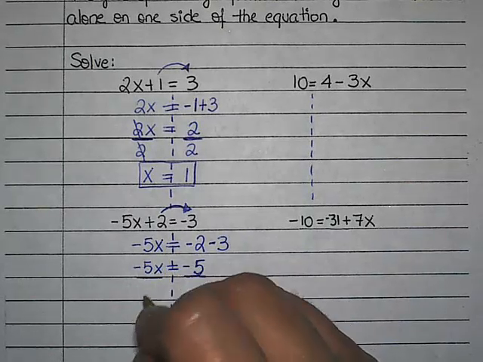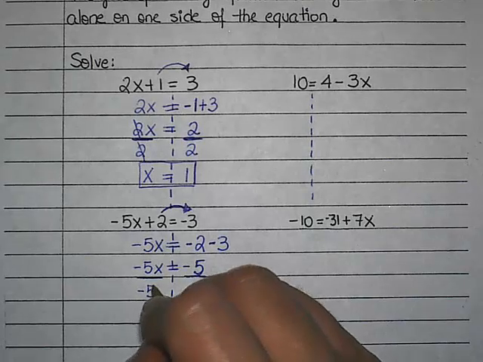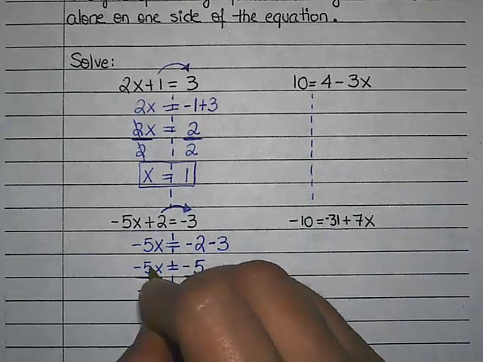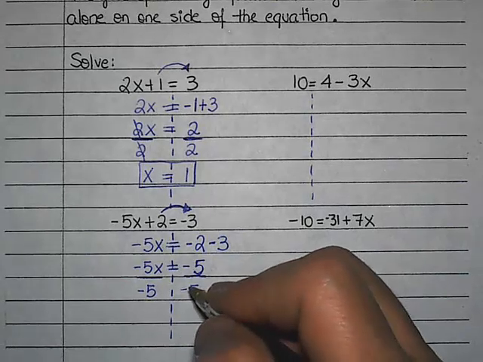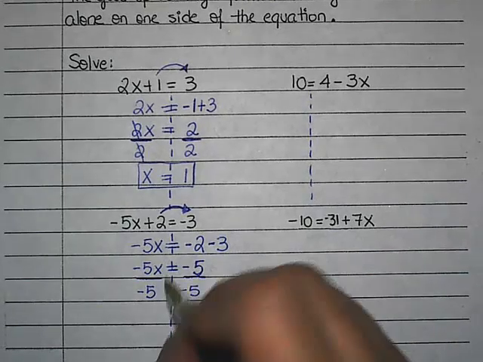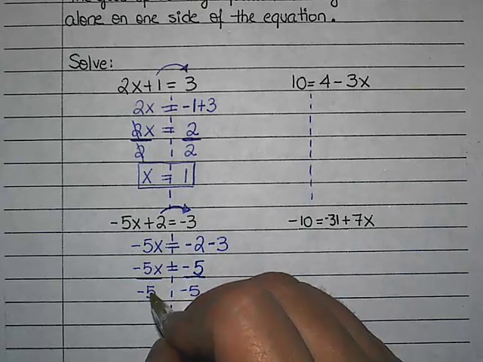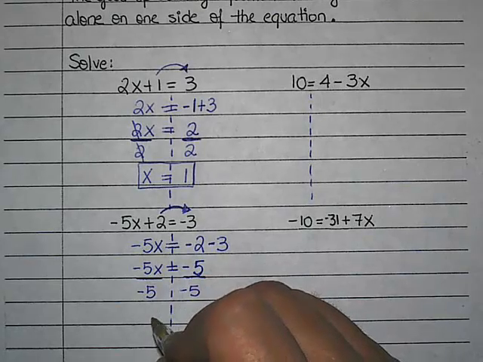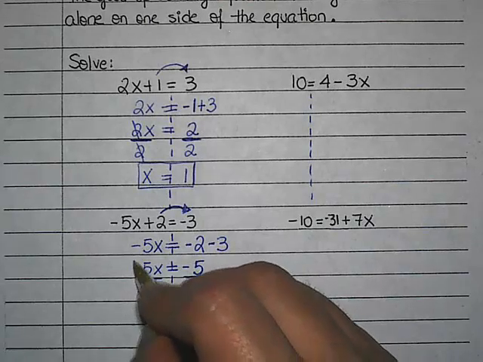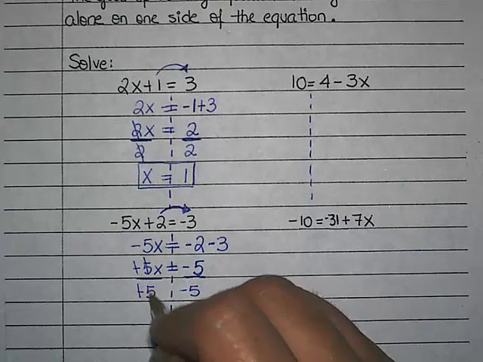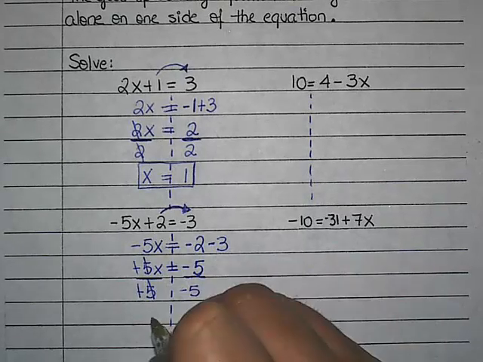What's in front of the x? The negative 5, so that means we divide both sides by the number that's in front of the x, which is negative 5. Alright, now negative 5 divided by 5, basically you're going to get 1x, but the way we usually say it is the negative cancels with the negative, the 5 cancels with the 5, and what are you left with?